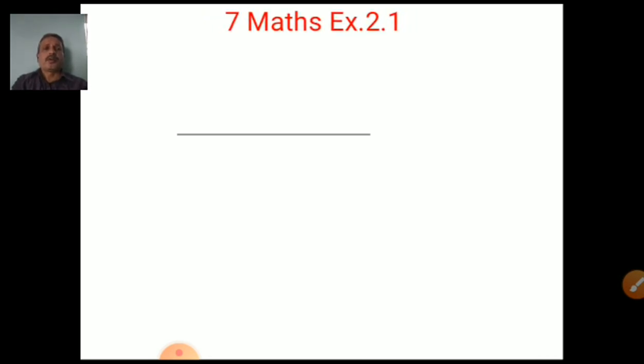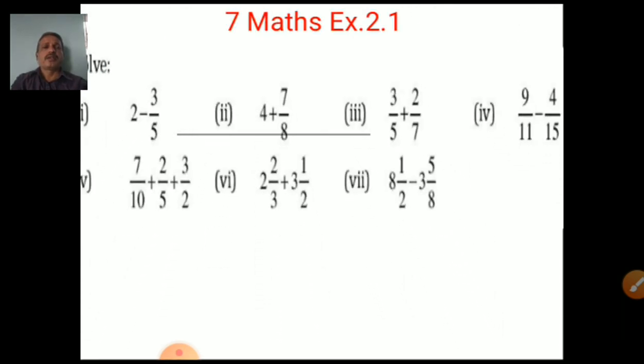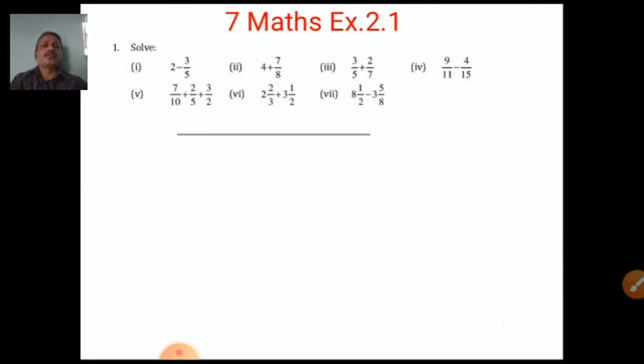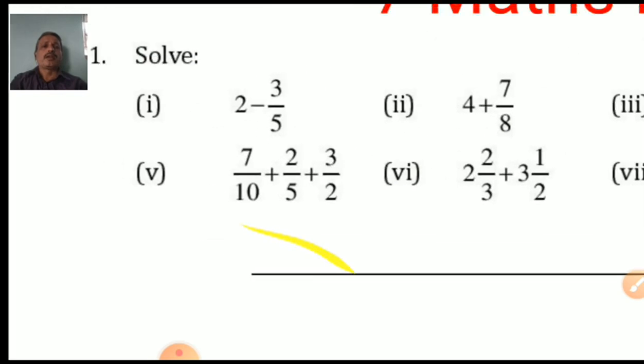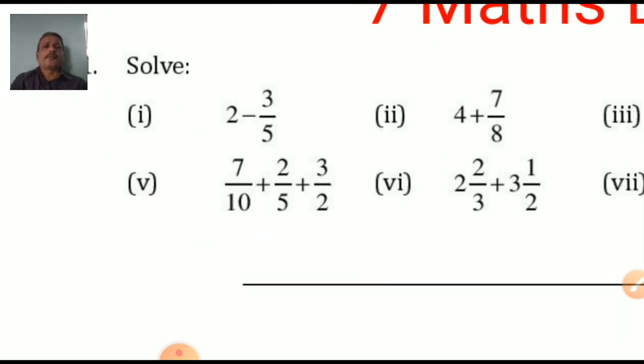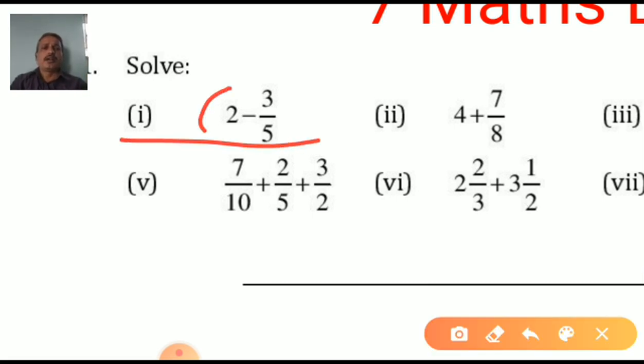Exercise 7.2.1, Standard 7 Mathematics. See student, here is the solution of question number 1. What do they tell us? Solve 2 minus 3 upon 5. Second question: 4 plus 7 upon 8. So first we can discuss the first question. In the first question, the first number is a whole number, the second number is a fraction 3 upon 5. In between there is a minus sign.